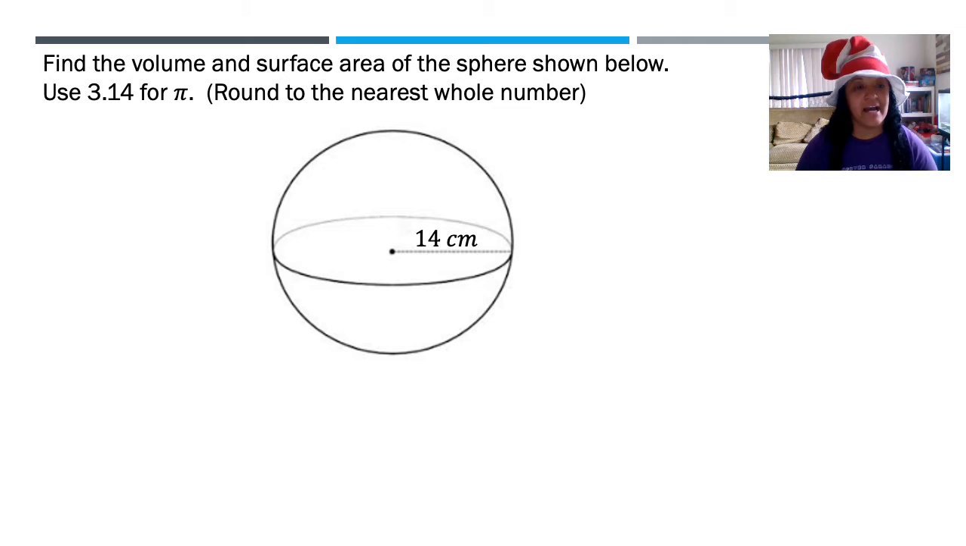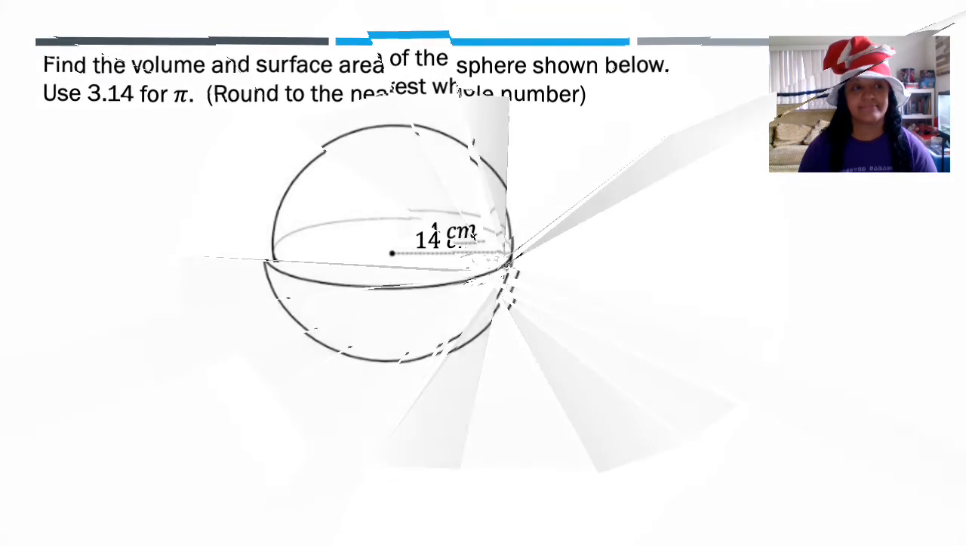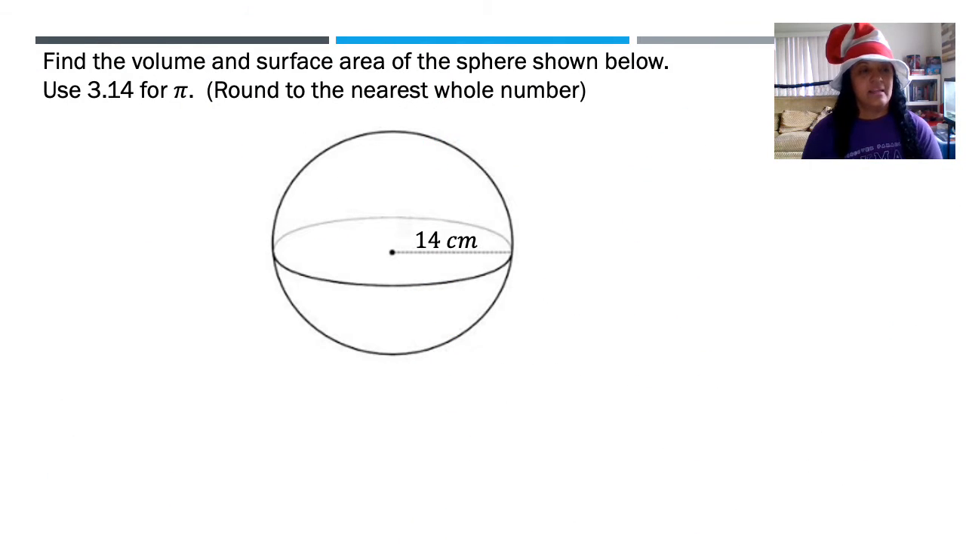Okay, so we're going to find the volume and surface area of the sphere shown below. So here the instructions are asking us to use 3.14 for pi. And it says we're going to round to the nearest whole number. All right, let's get it. Step 1, formula, write it down. So it looks like we're going to start with the surface area. Good job. SA equals 4 pi r squared.